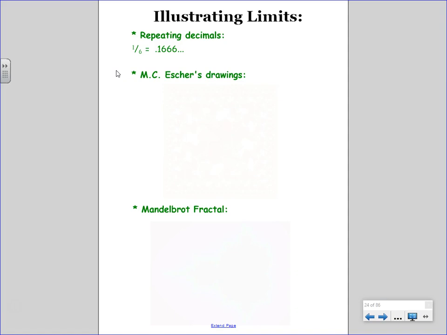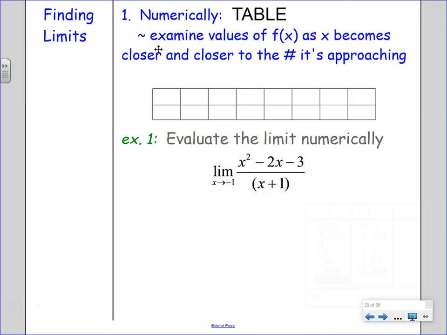But anyway, coming back. The repeating decimal, there is a limit, even though you're continually adding more and more digits. This is 0.1 plus 6 hundredths plus 6 thousandths plus 6 ten-thousandths plus 6 hundred-thousandths plus 6. This is an infinite addition problem, but it's contained in a finite value. Anyway, all ideas with limits. Numerically, tables.